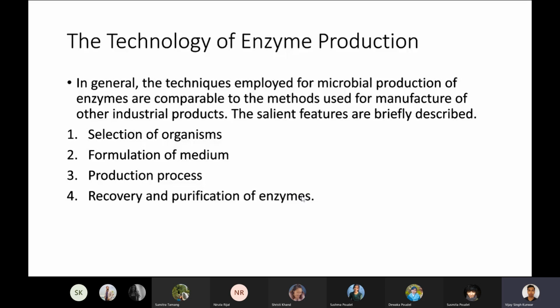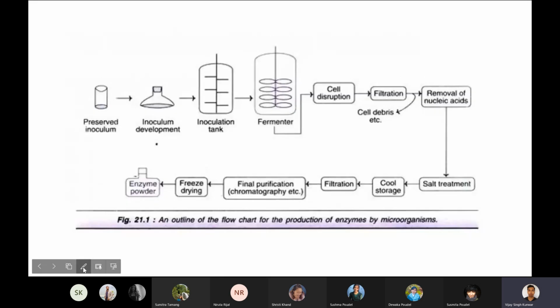Industrial microbial production of enzyme: the process steps we can categorize. So there is this outline, right? This is a very general outline. First, there is this preserved inoculum, right? So the preserved inoculum we have developed.